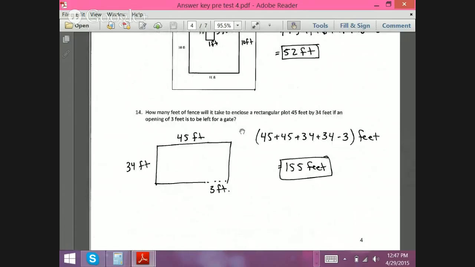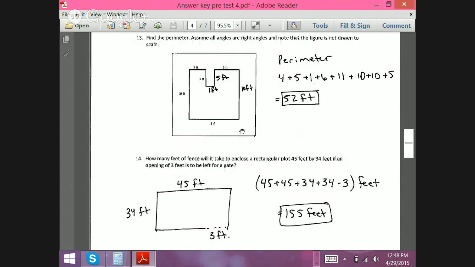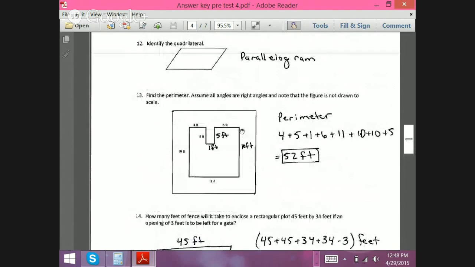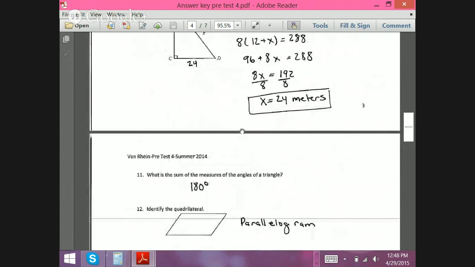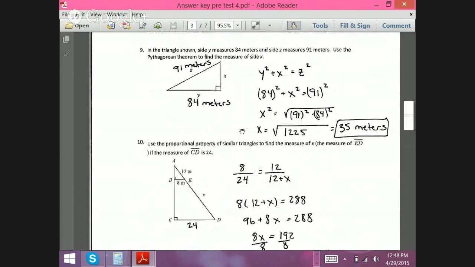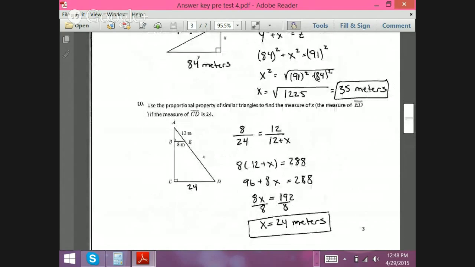Perimeter. Here we have a perimeter minus 3 feet opening, so pretty straightforward. Perimeter. The ratios, here we had to solve for the missing piece.